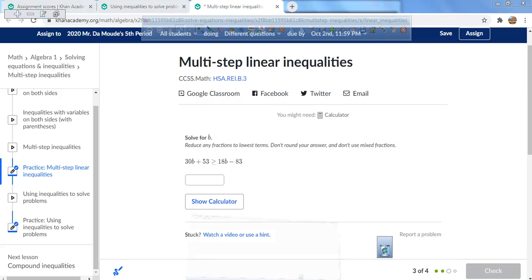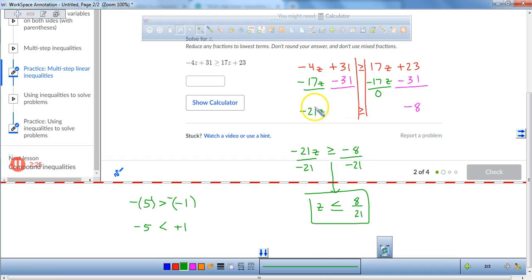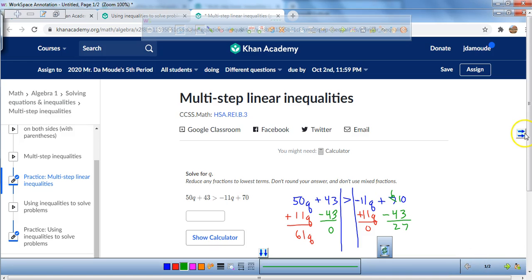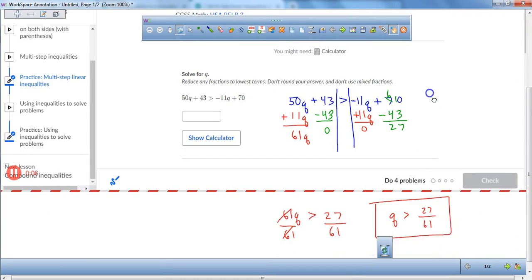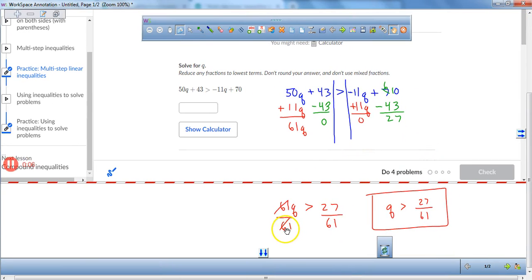So in review, all we got to do is get all the variables to one side, all the numbers to the other, then divide by the number that's in front of the variable. If the number in front of the variable is negative and you divide by a negative, you got to flip the sign. However, over on this one, when I divided both sides, this was not negative, so the sign was not flipped. It just stayed a greater than. And that's it. Hope you have a good day.